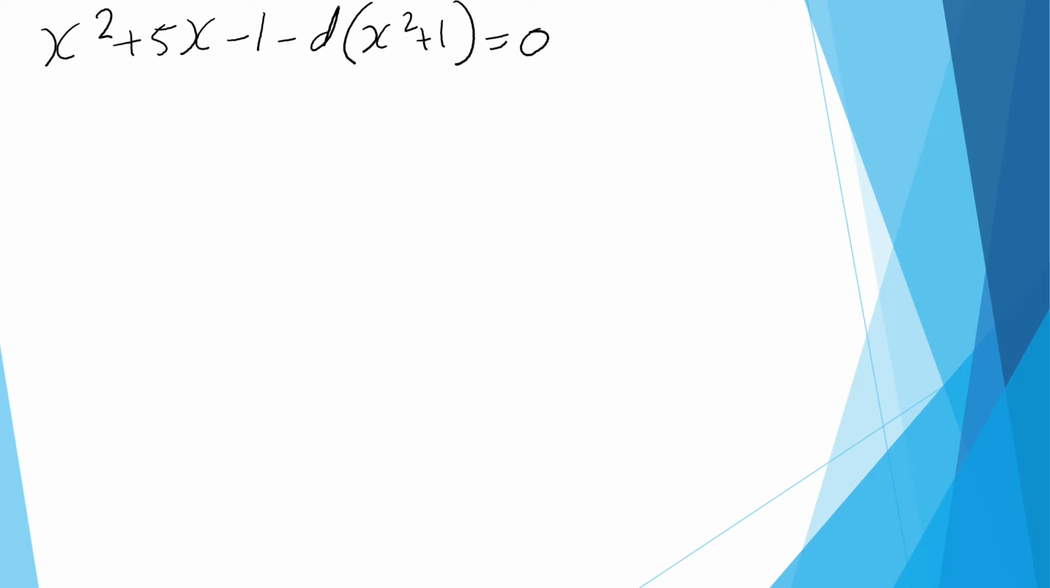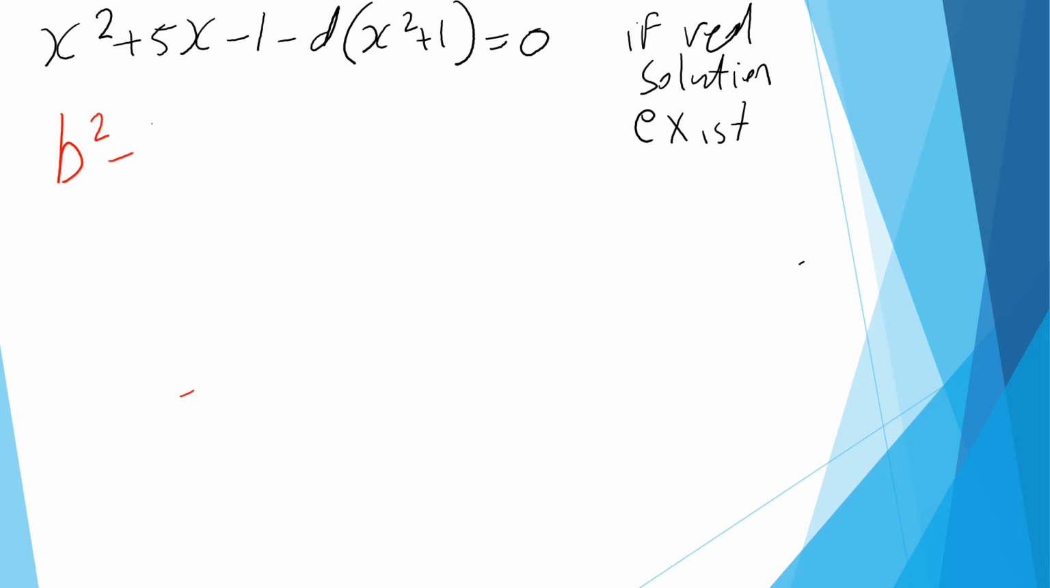Okay, we'll do another example. It says find all possible values of d. The equation we have is x squared plus 5x minus 1 minus d, open bracket, x squared plus 1, close bracket, equals 0. This one says find all values of d if real solutions exist. Now, real solutions exist, they didn't say it's one or two solutions, so that means we will have to use b squared minus 4ac greater than or equal to 0, because they haven't specified if it is one solution or more than one solution.